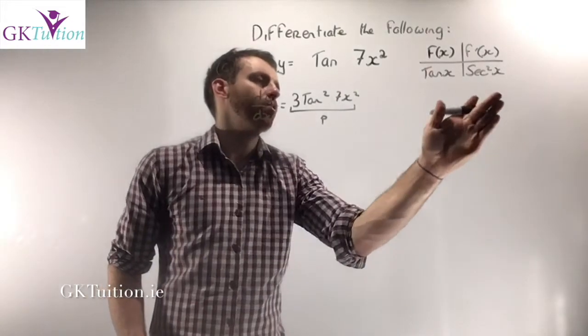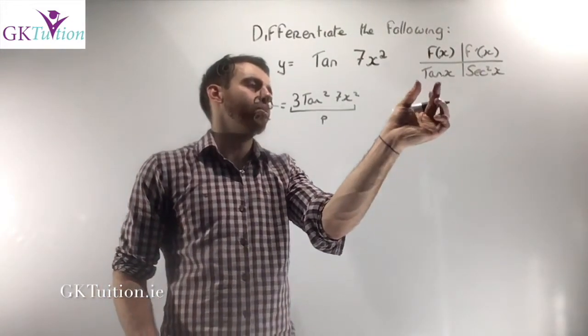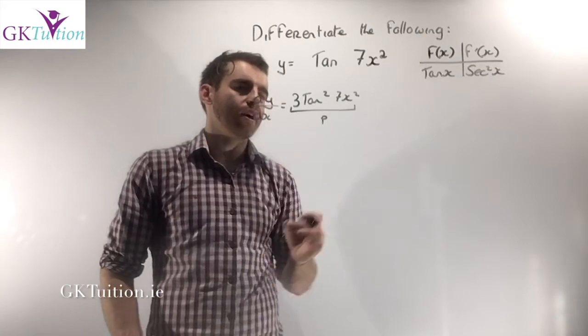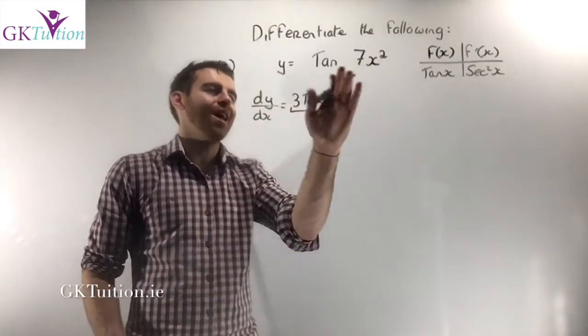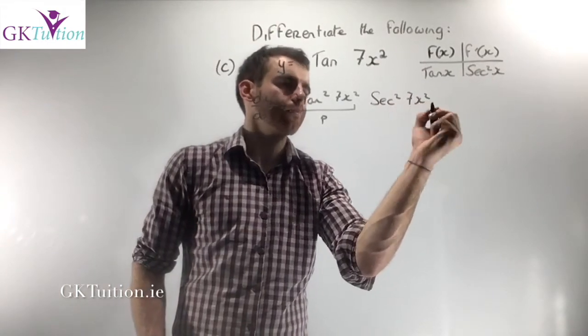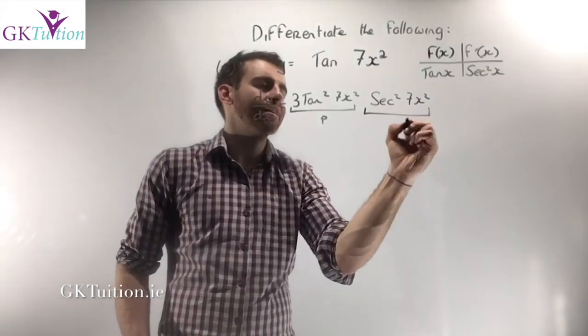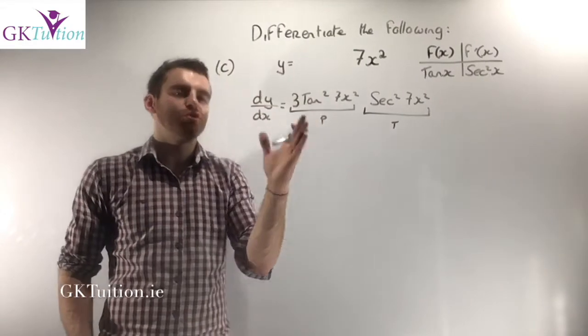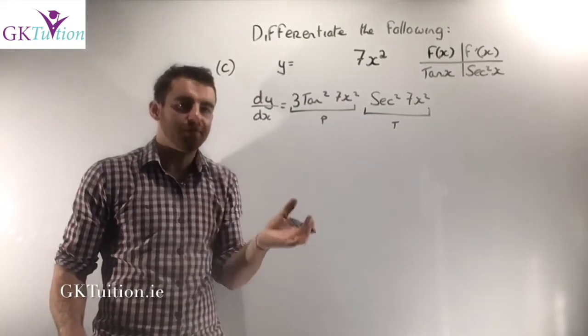And according to page 25 in my maths tables, the derivative of tan of an angle is sec squared of that angle, which means tan 7x squared becomes sec squared 7x squared. Now that's my trig step, and now I can pretend as if the trig is gone because I've dealt with it in terms of differentiation.